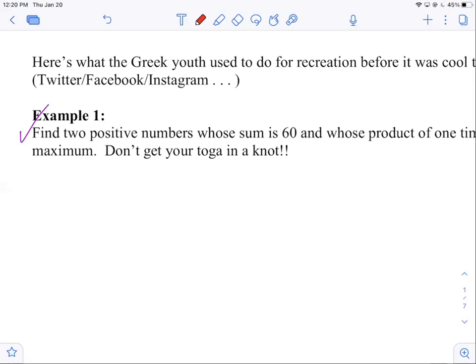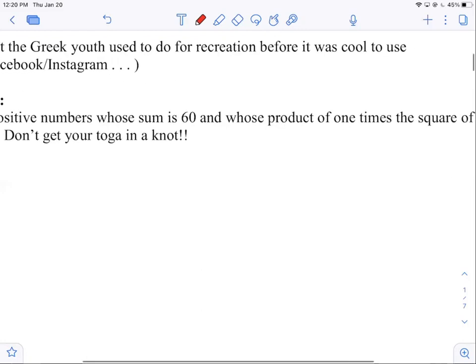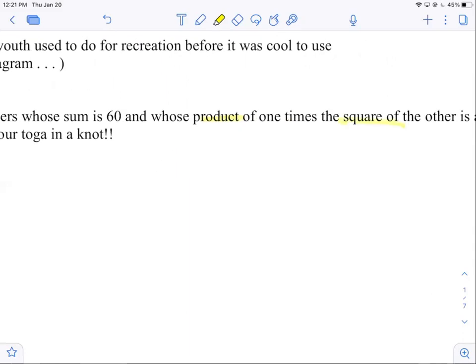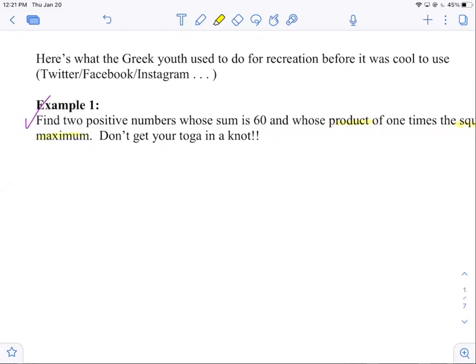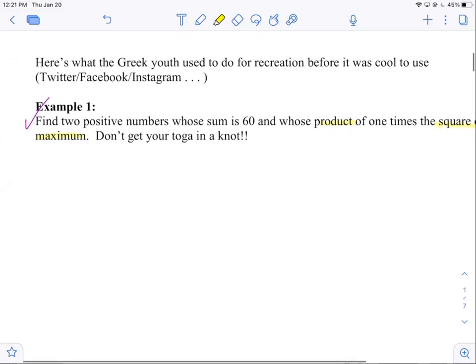But here's the catch. We want the product of one of them times the square of the other one to be as big as possible, a maximum. Don't get your toga in a knot. Now, let's talk about guess and check. If I come up with a list of addends, that's what they're called, that add together to give you 60, and I multiply one of them times the square of the other, and I find the largest one in my list, is that guaranteed to be the largest one in existence?